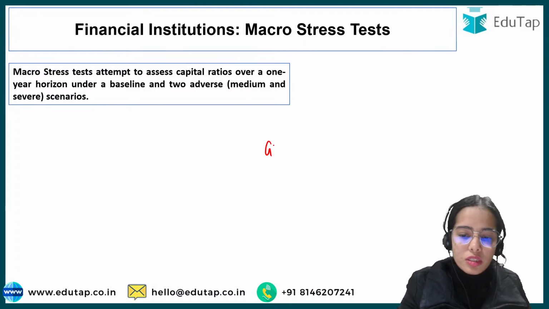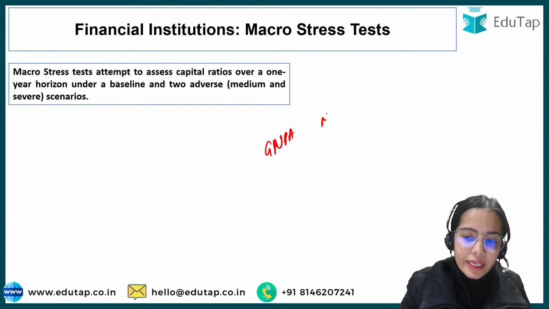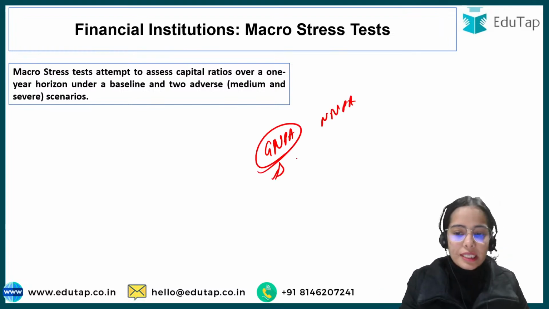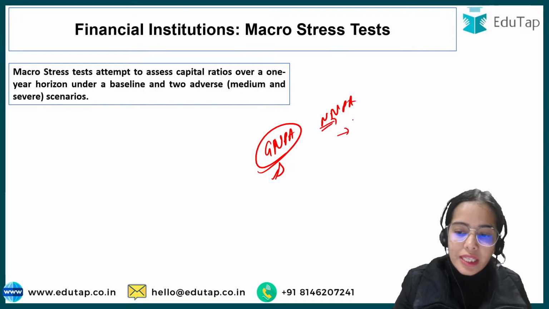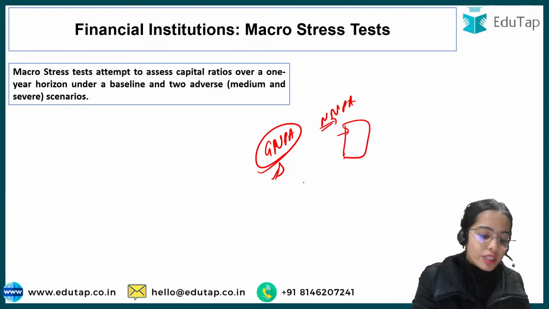Difference between the gross non-performing asset and the net non-performing asset. So gross is taking all the non-performing assets into account. In the net we deduct some that the bank is not showing in its balance sheet and such.